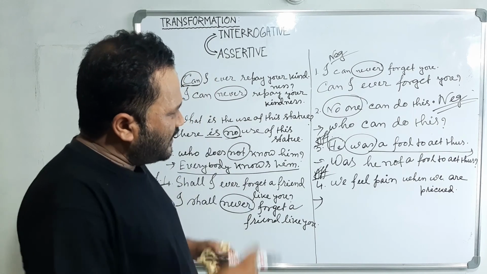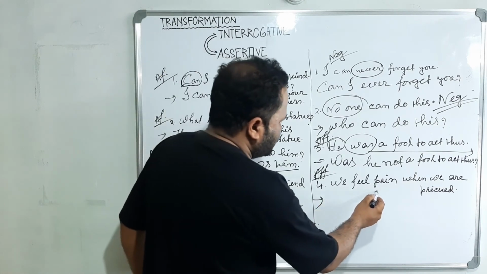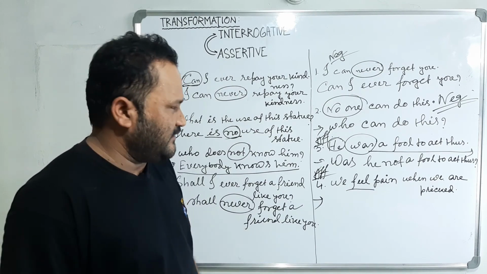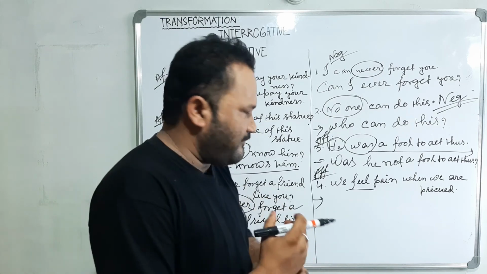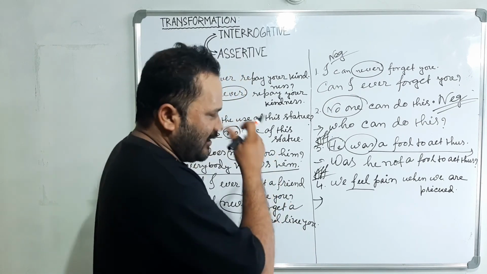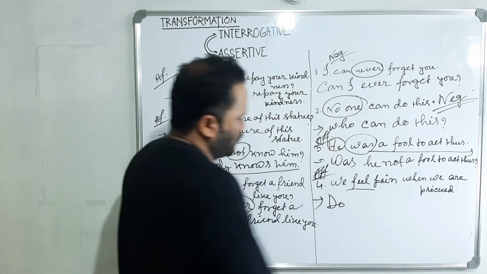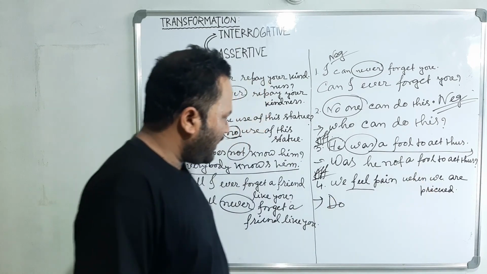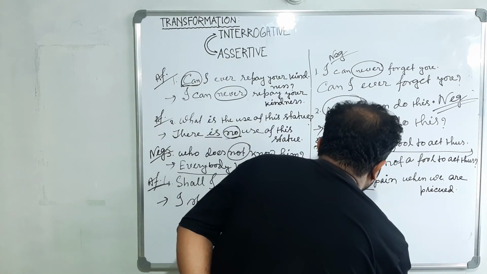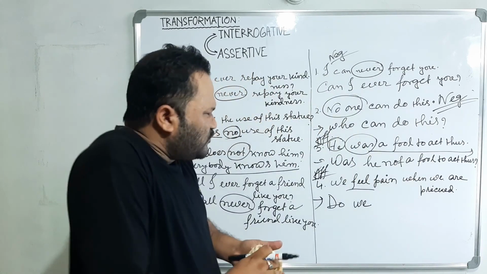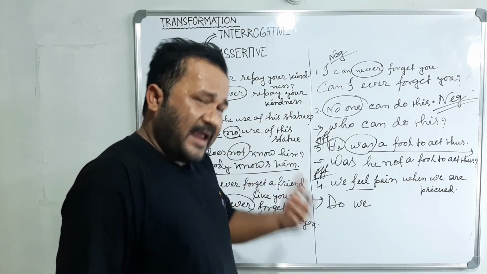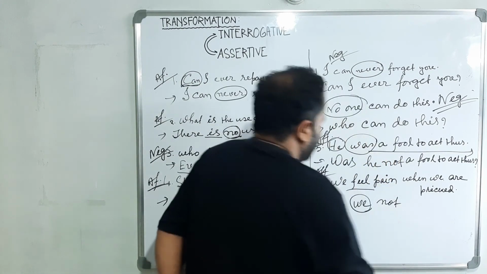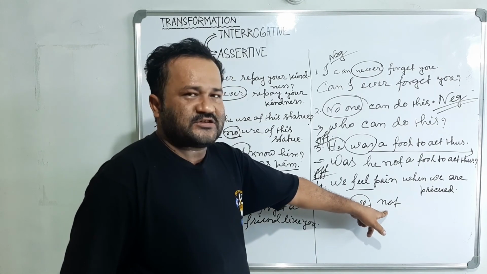How can you turn it into negative? There is no auxiliary verb here. You already know that when there is no auxiliary verb or no be verb, have verb or other modal auxiliaries, you have to bring do. In present indefinite it is do, and in past indefinite it is did. Do we, again negative. Do we not feel pain? Here the subject is a pronoun, so not is placed after the pronoun.